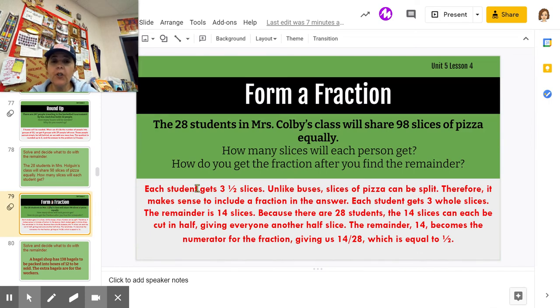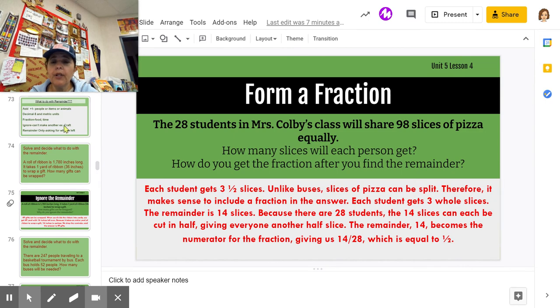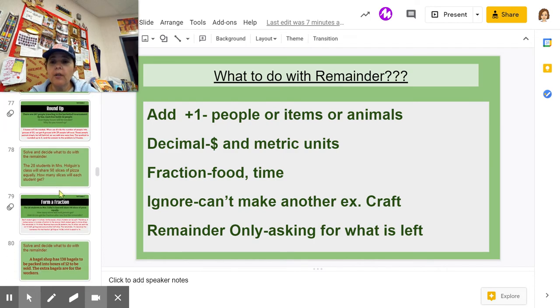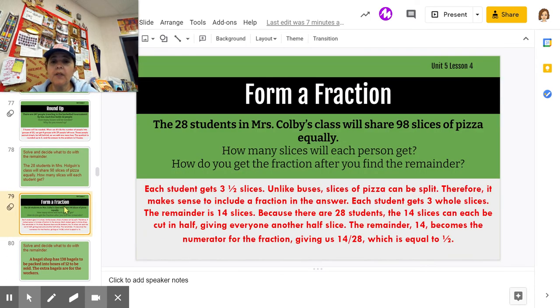Okay, so hopefully you said you're going to form a fraction because it's food. Remember, if it's food, we form a fraction with the remainder because when you divide it out, oh, and this one says Miss Colby's class, but it's still the same question. So sorry, I forgot to change that.